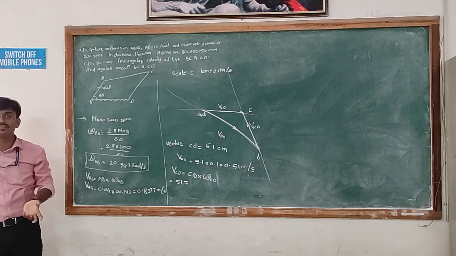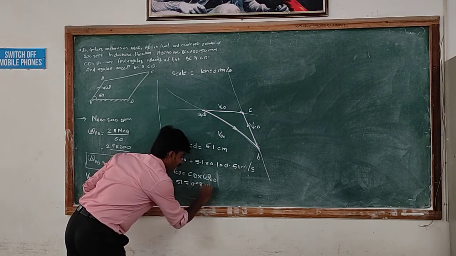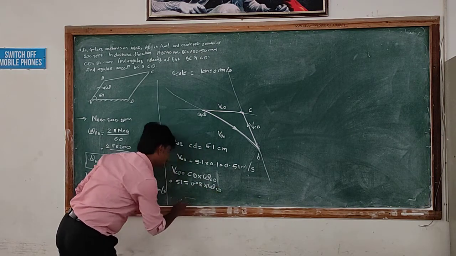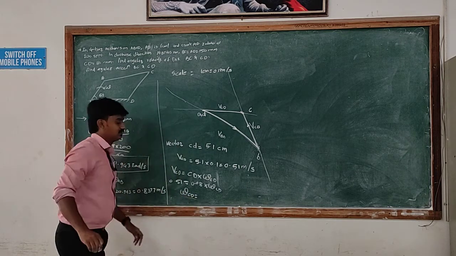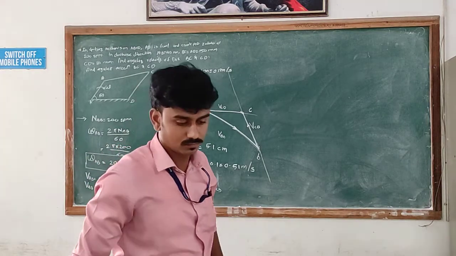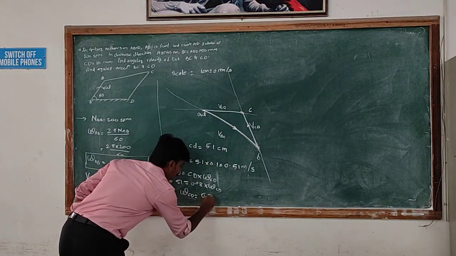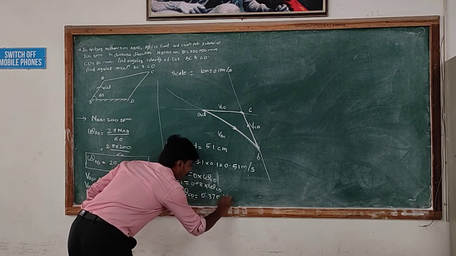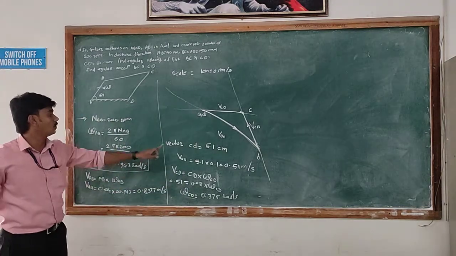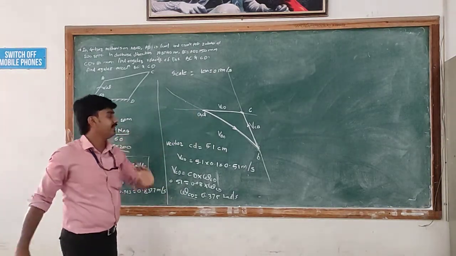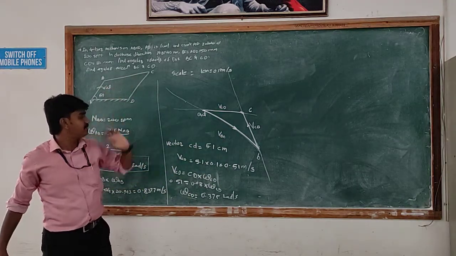If we convert this into meters, it becomes 0.08 into angular velocity of the CD. So the angular velocity of the link CD is equal to 6.375 radian per second. This is the angular velocity of the link CD. Now we have to find out the angular velocity of the link BC.